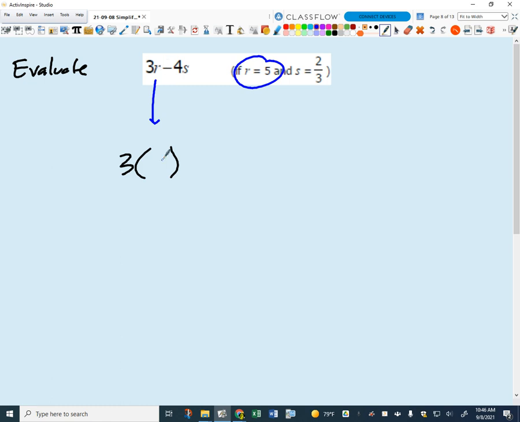So what used to be r becomes, in parentheses, the value of r, which is 5, minus 4 times, we open up a set of parentheses for s. S is 2/3. And so there's the evaluation part. Now we just have to simplify a little bit, right? Well, we know 3 times 5, that's easy. That's just 15 minus, how do we multiply 4 times 2/3?